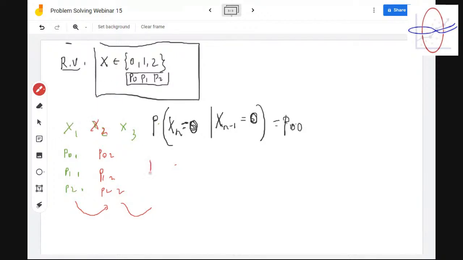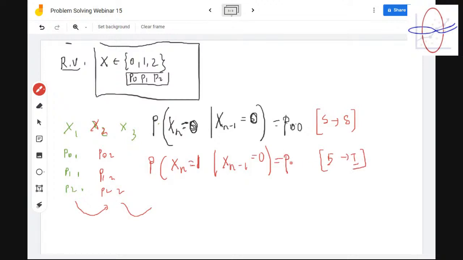We'll also understand the probability Xn is equal to 1 given Xn minus 1 is equal to 0. That is from susceptible to susceptible. This is from susceptible to infected. So let's make this probability p01, that is from 0 going to 1. Similarly, the probability Xn is equal to 2 given Xn minus 1 is equal to 0.